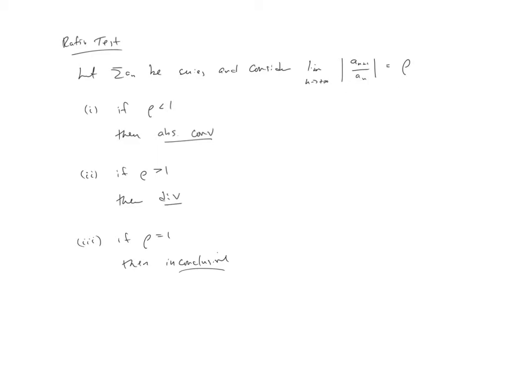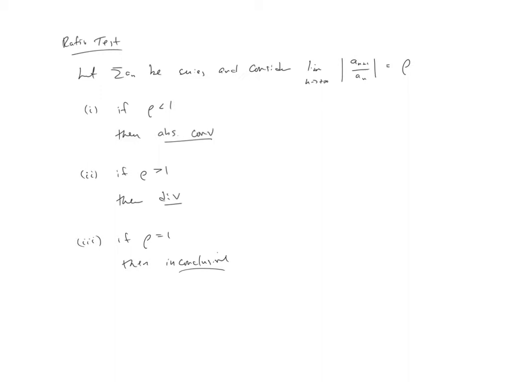The results are: if rho is less than 1, then the original series converges absolutely, and therefore converges. If rho is bigger than 1, then the initial series diverges. And if rho equals 1, then the result is inconclusive, and so we would need to figure out a different test to use to make our decision. So it's a very mechanical test.